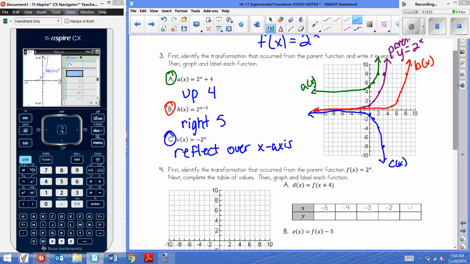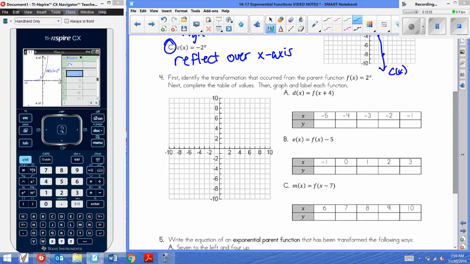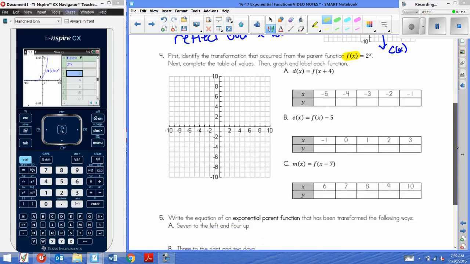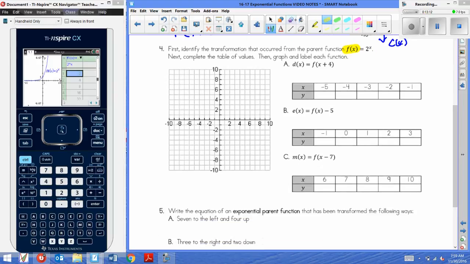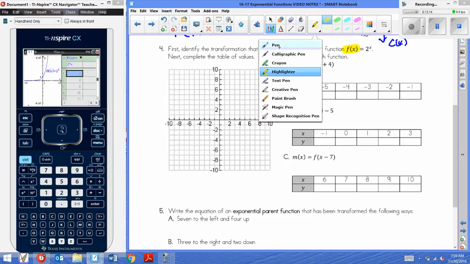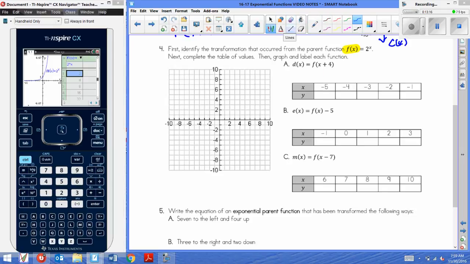Okay, let's take a look now at 4. Number 4 says, identify the transformation, and notice how we are now looking at it in function notation, but we're still transforming our parent function. So we're still transforming f of x is equal to 2 to the x. All right, and they want us to show a table of values. So technology might become very helpful with this question.